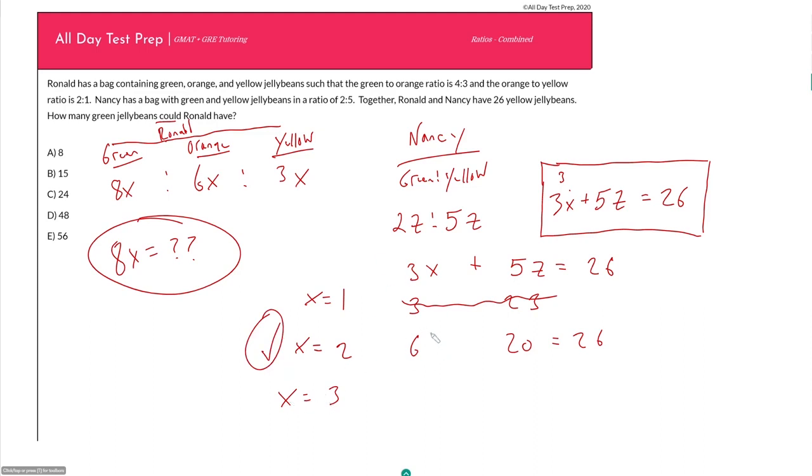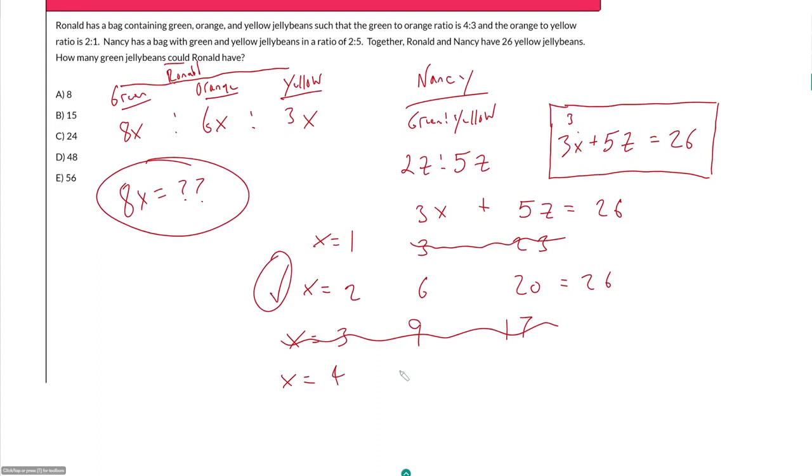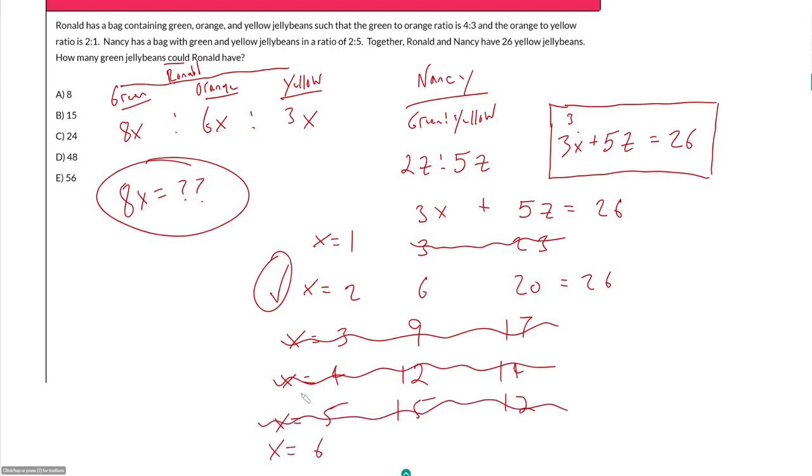x is equal to 3. So when x is equal to 3, this is equal to 9. What plus 9 is equal to 26? 17. So 5z would have to be equal to 17. That can't be true because that's not a multiple of 5. This is out. x is equal to 4. 3x is equal to 12. This, therefore, has to be equal to 14. That cannot be. 14 is not a multiple of 5. x is equal to 5. Got 15 and 12. That's not possible. 12 is not a multiple of 5. x is equal to 6.